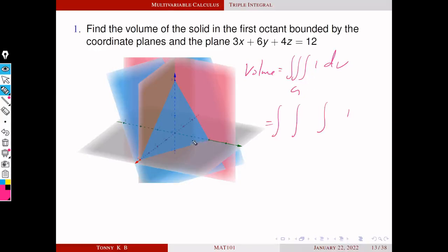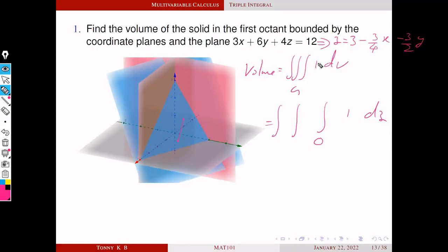First we have to find the range of z. It's clear that z always starts from the xy plane, up to this blue plane. So the lower value of z is 0, and what is the upper value of z? The upper value of z comes from the blue plane, which means this plane. So you can easily find the z value.